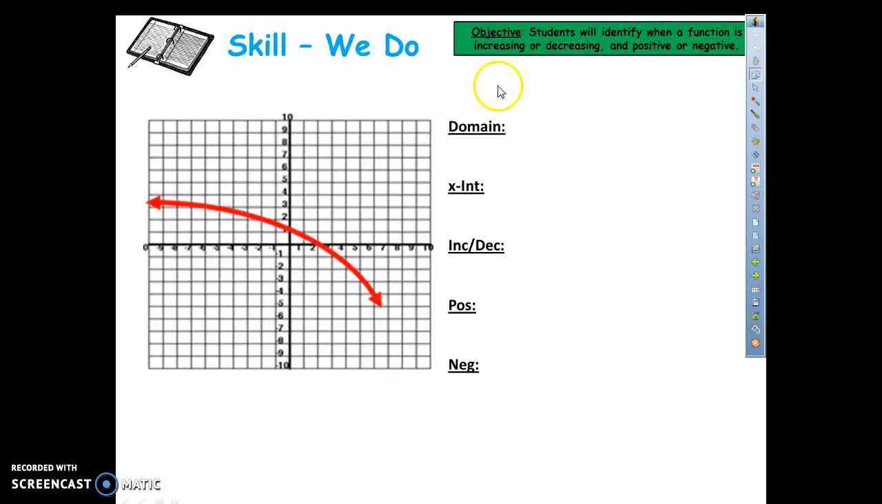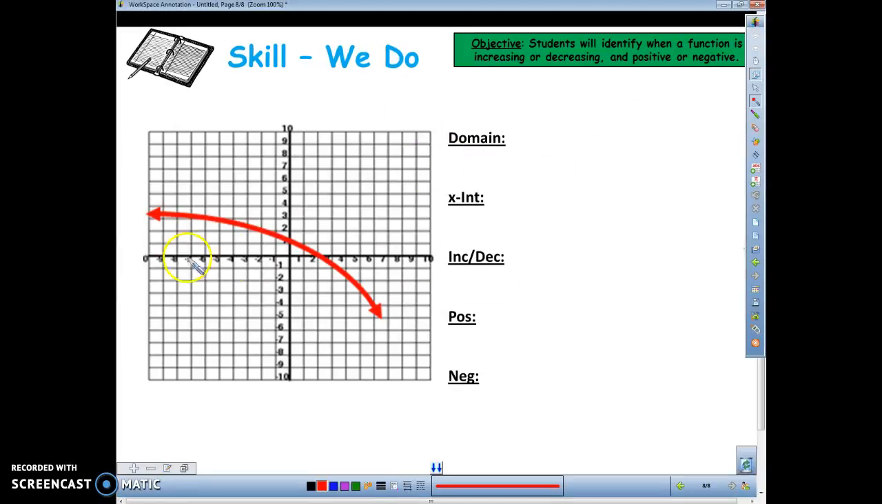Here I have an exponential example, and for this one, my domain is all the real values, right? I have arrows to the left and to the right, so my domain is negative infinity to positive infinity. And my x-intercept specifically is right here at positive 2, so (2, 0).